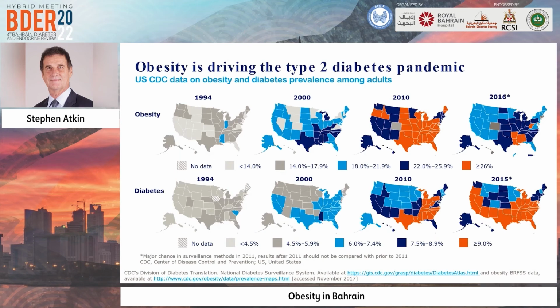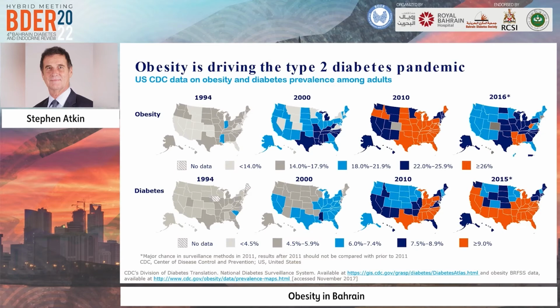But what we do know is that obesity is driving the type 2 diabetes pandemic. And what you can see on the top is a map of the United States, and it's being mapped for obesity from 1994, 2000 and 2010. 2016 is different because it was looked at in a different way, so we'll only concentrate on 1994, 2000 and 2010. And what you can see is this heat map.